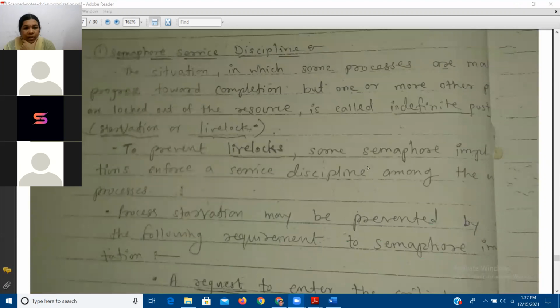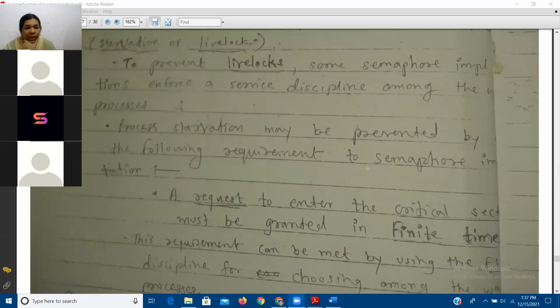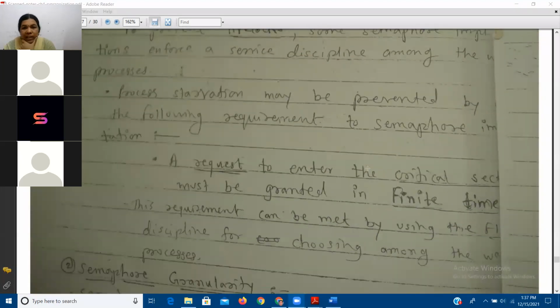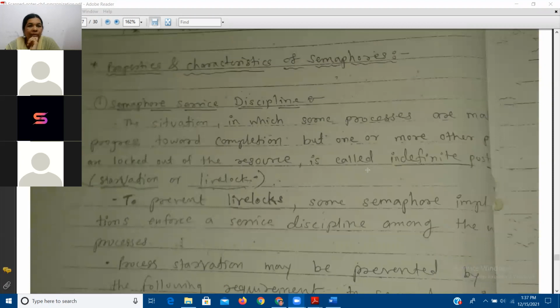Process starvation may be prevented by the following requirement to semaphore implementation. A request to enter the critical section must be granted in finite time. This requirement can be met by using the FIFO discipline for choosing among the waiting processes. Some of the semaphores have a property called the semaphore service discipline.